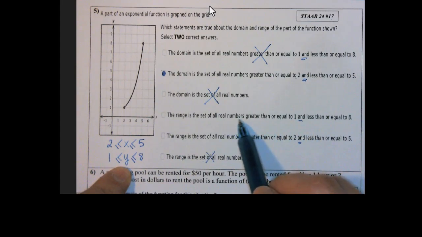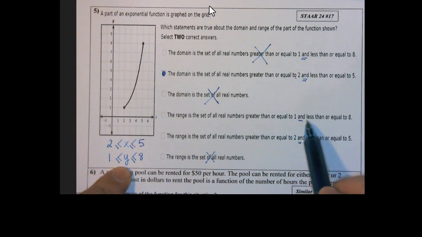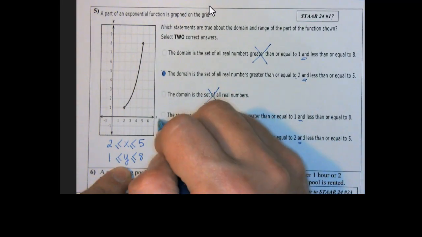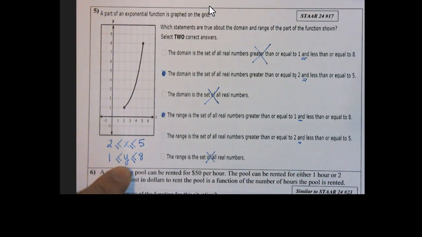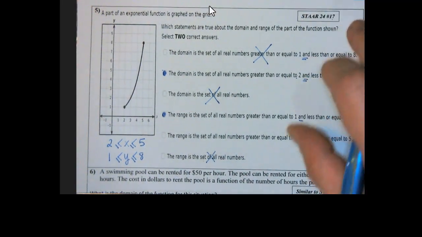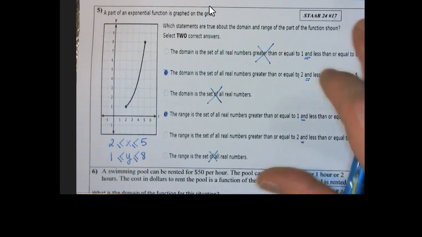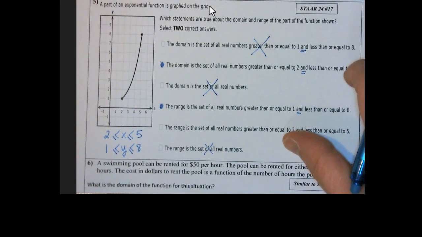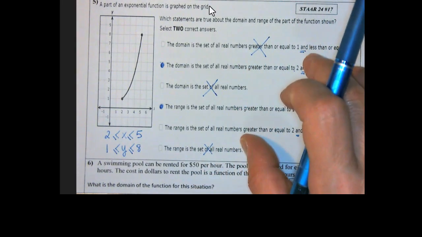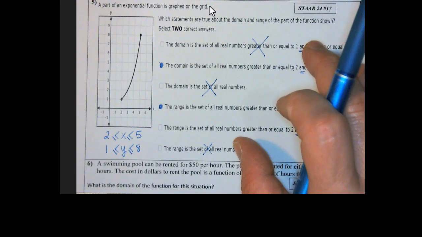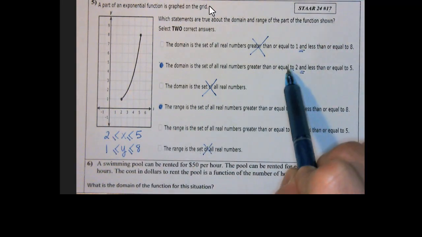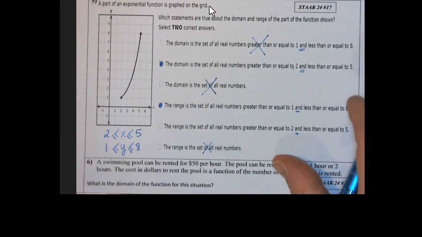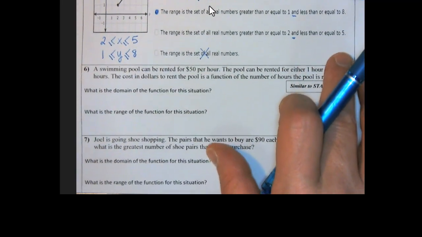So greater than or equal to 1 and less than 8. So this is my other one. Those two are my selected answers, because remember, this one says there are 2 correct answers. And this is another reason why we're focusing on words and being able to translate inequalities to words and vice versa. Okay, let's go on to the next set of questions.